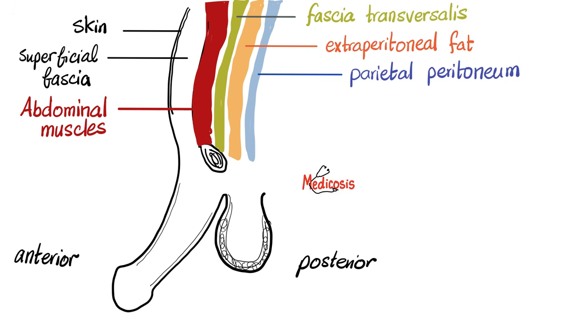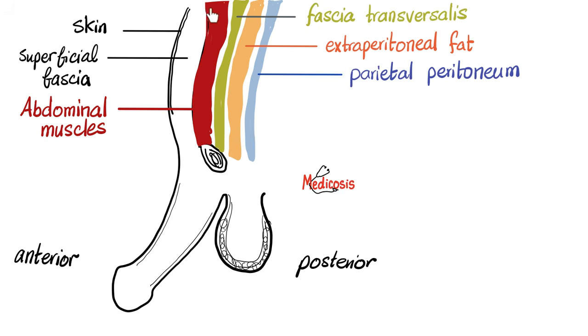Here is a lateral view. This is the skin of the anterior abdominal wall, followed by the superficial fascia. Then you have the abdominal muscles. The abdominal muscles are three: external abdominal oblique, then deep to that, internal abdominal oblique, then deep to that is the transversus abdominis muscle, and this is the fascia of the transversus abdominis muscle known as the fascia transversalis. Then there is extraperitoneal fatty tissue, followed by the parietal peritoneum, and then the abdominal cavity will be here.